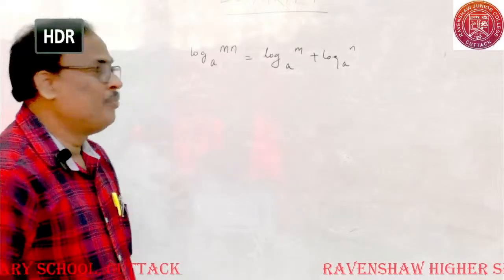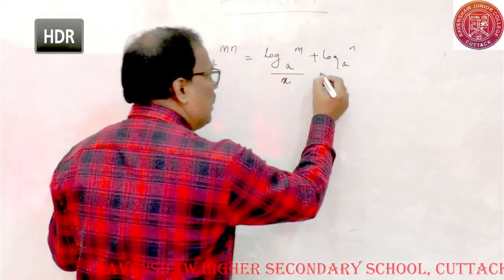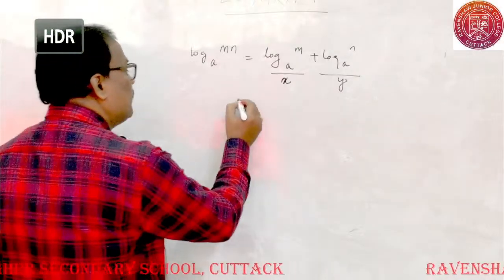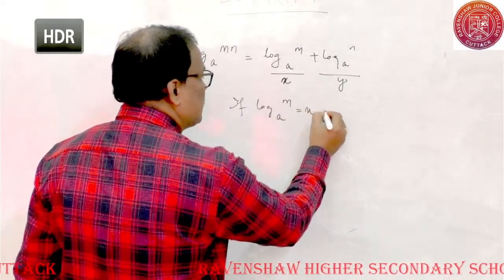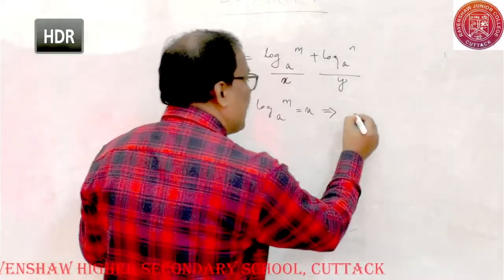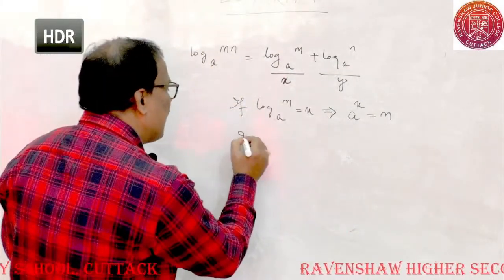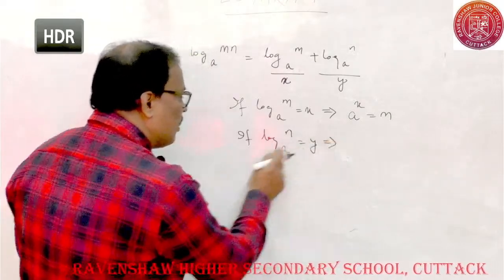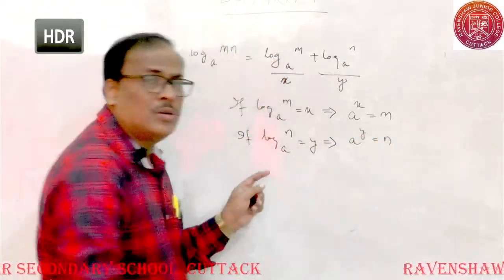Now we prove it. Let log m to the base a be x and log n to the base a be y. If log m to the base a is equal to x, this implies that, converting into exponential form, a to the power x is equal to m. Similarly, log n to the base a is equal to y, which means a to the power y is equal to n.